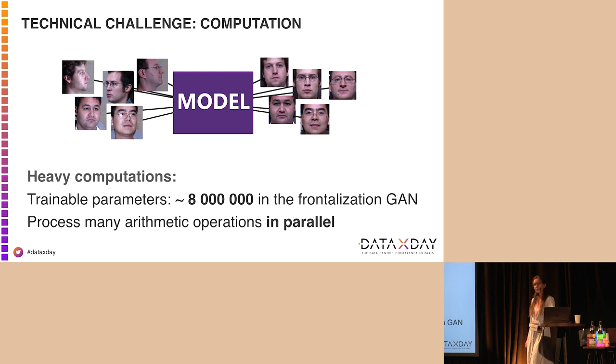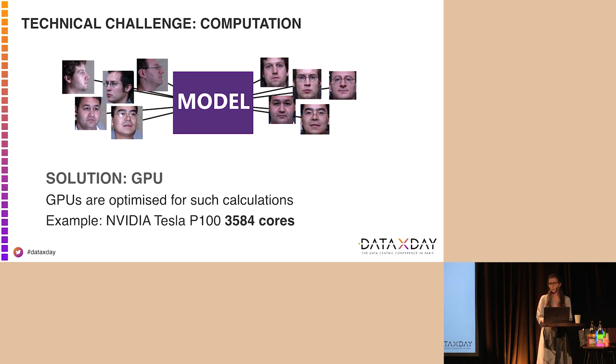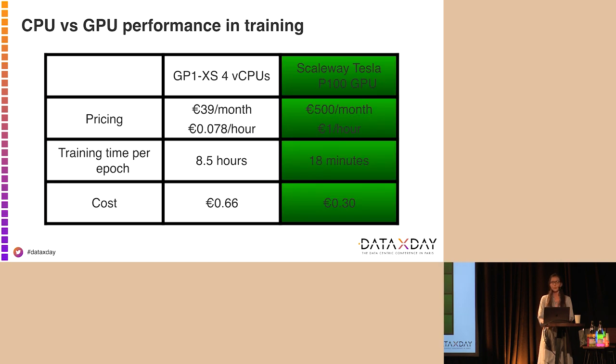The computations are indeed quite heavy. So for my face frontalization model, I have close to 8 million trainable parameters in total. So it makes sense that we want to parallelize the computations as much as we can. CPUs are not very well suited for this, whereas GPUs are optimized for these sorts of calculations. And the Tesla P100 GPU that I mentioned earlier actually has 3,584 cores. And we'll see just how much faster the training goes on this GPU versus the CPUs.